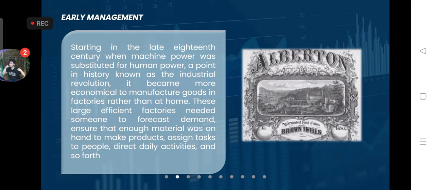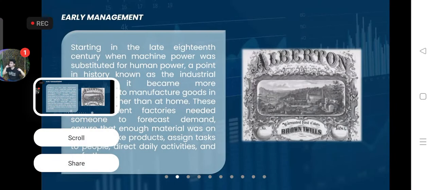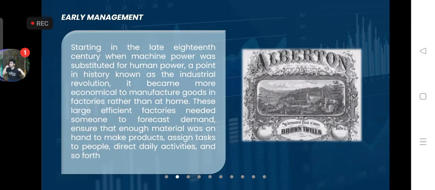So these large efficient factories needed someone to forecast demand, ensure that enough materials were on hand to make products, assign tasks to people, direct activities and so forth. So kana siya nga someone, balik na gyapon siya ang manager. Bisan pag naay ka mga machine dira, di na siya mulihok og walay mo-operate, so the manager na siya ang mo-guide sa mga workers. So next slide please.